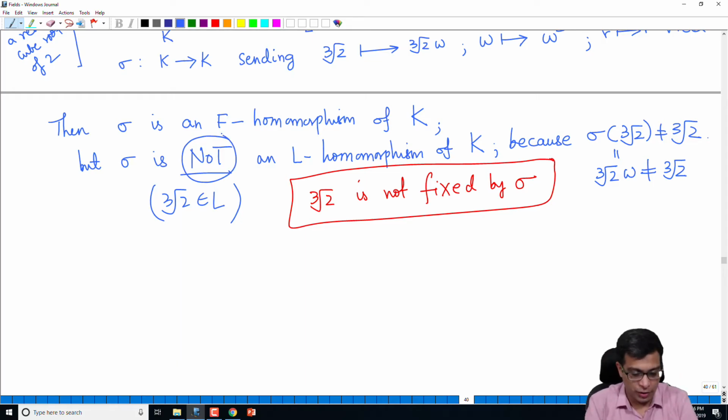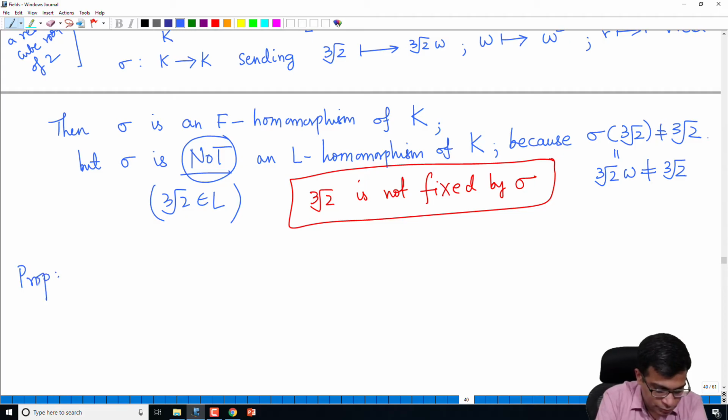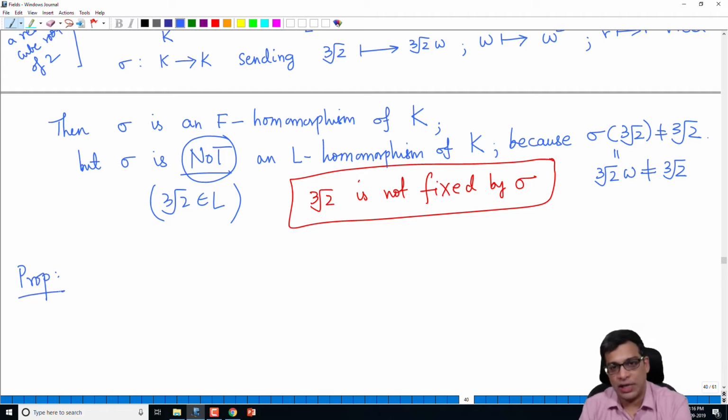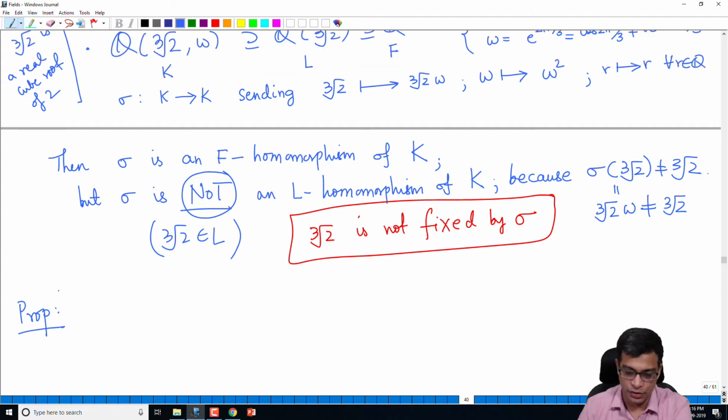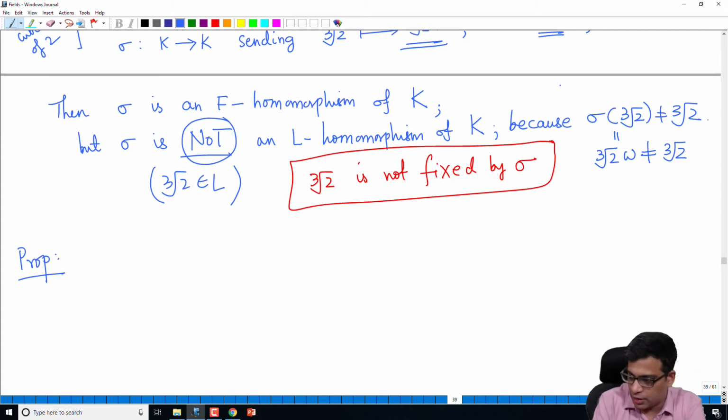So now I'm going to do a very important proposition which will describe to us what are the possible images of elements under an F homomorphism, and that will also explain why I have chosen these particular images for cube root of 2 and omega. So let us take the following statement.